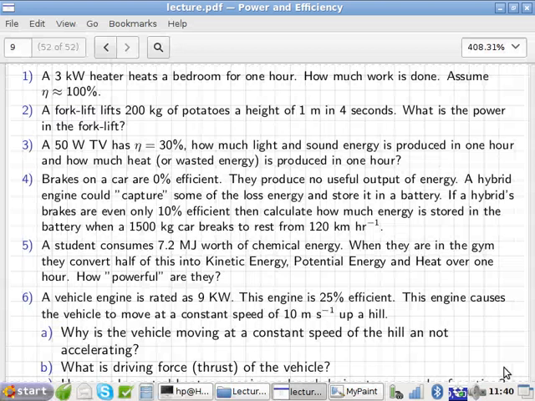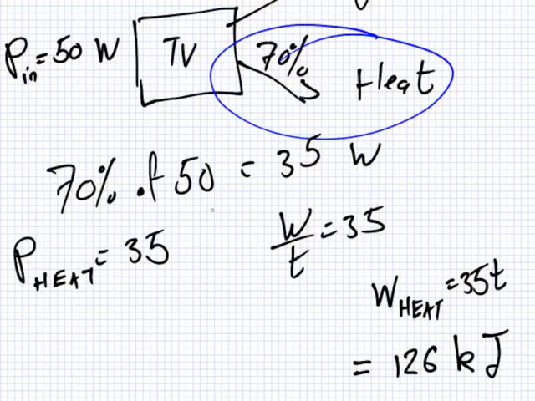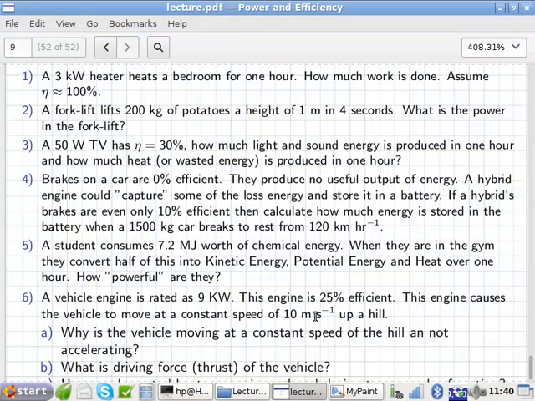Okay. Brakes on a car are 0% efficient. They produce no useful output of energy. Right, so first thing, which number is this now? 4.